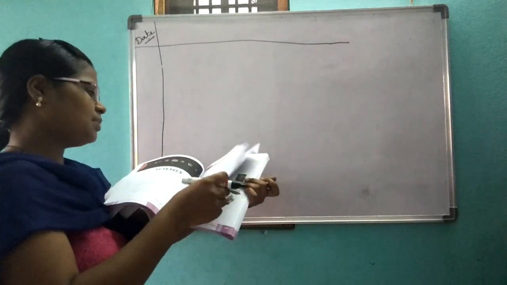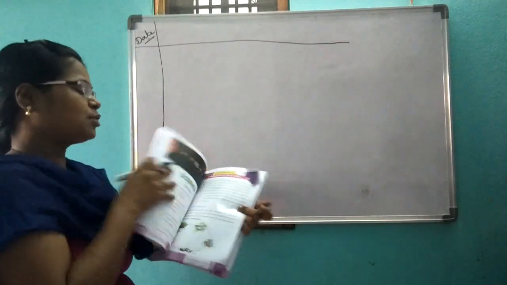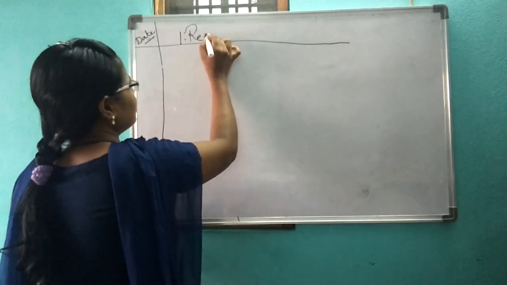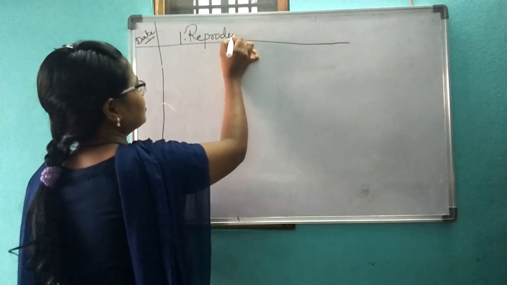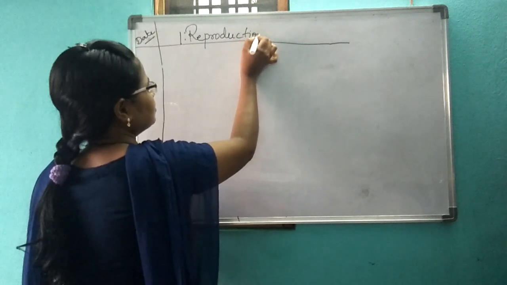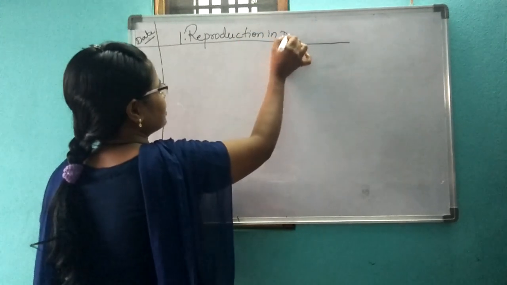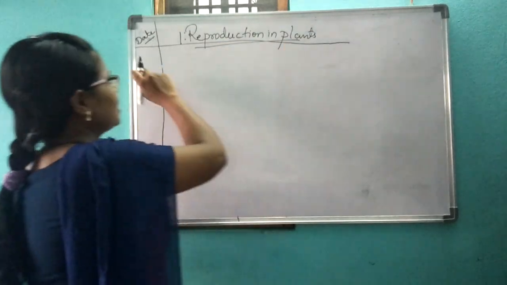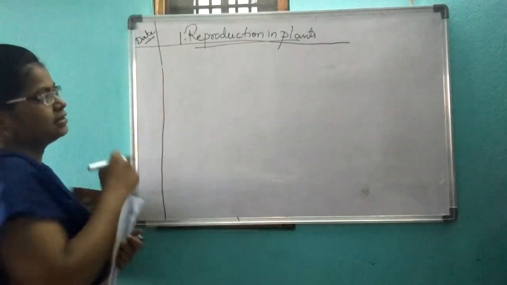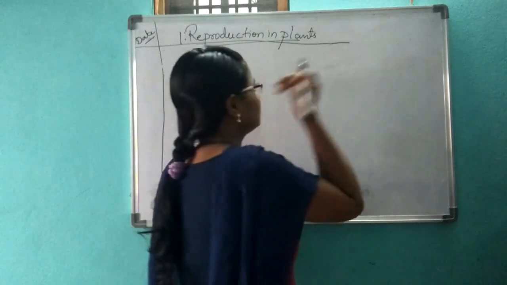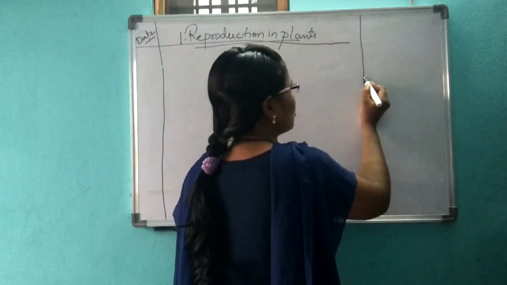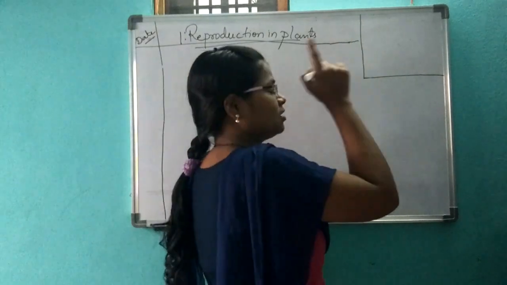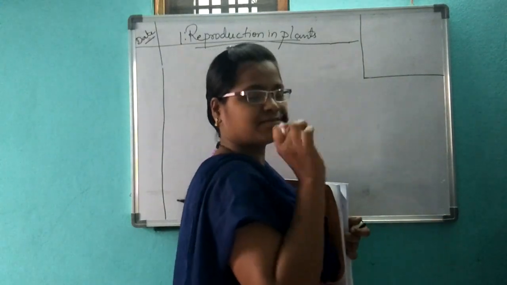What is the lesson name? You have to write reproduction in plants. First lesson, reproduction in plants. Okay. You will write like this. Heading and date. Later, here at this corner, you draw a box. You have to draw a box for every homework, every assignment.